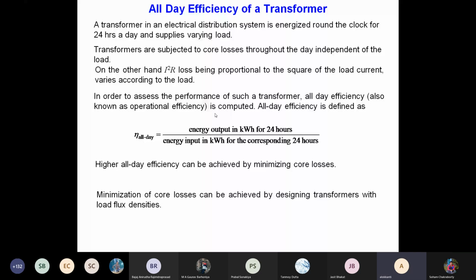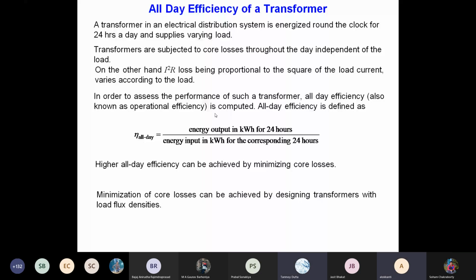So if they can use transformers which have low core losses, then at least they can try to maximize this all-day efficiency. And that can be achieved by special design, at the design stage, by using good grades of steel in the core, or by operating the transformers at low flux densities, because we saw that these losses depend on the flux density.